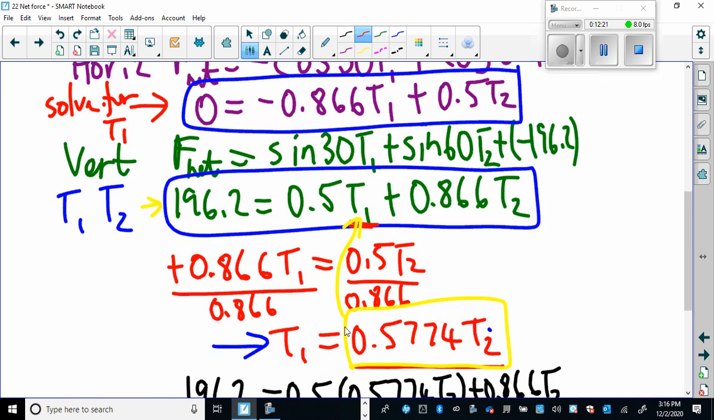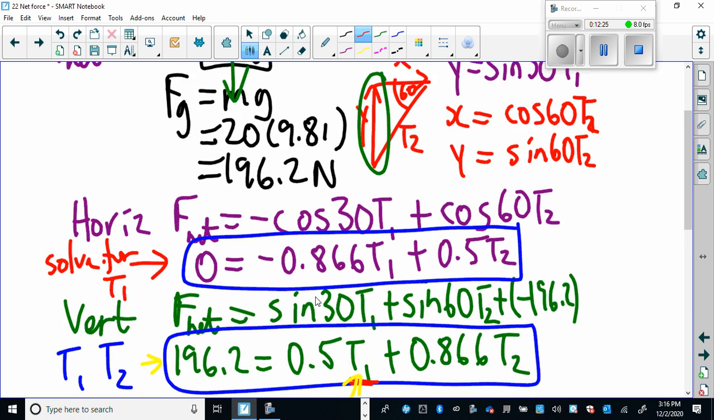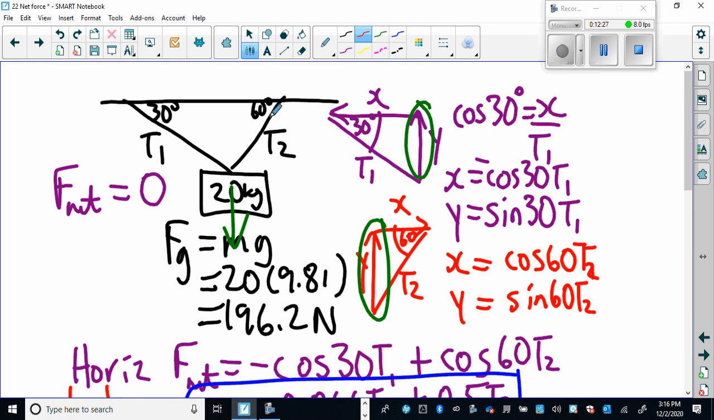It's interesting, isn't it? Because T2 has significantly more tension in it, right? Because it's at a much steeper angle. So T2 is taking a lot of the weight. It's taking most of the weight of the sign. All right, that is that for an advanced net force problem. I hope you enjoyed it.